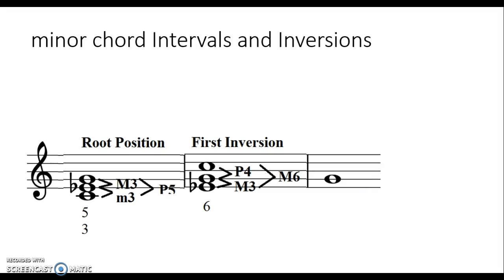And then for the second inversion, or the 6-4, you start with G, and then you go a perfect fourth above that, and then a minor sixth, whereas with major it was a major sixth, this time it is a minor, which gives you this chord.